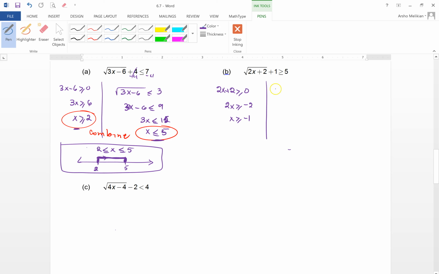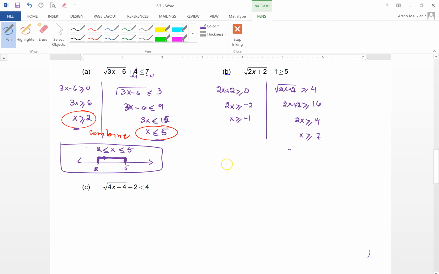Okay, so here the main equation is greater than or equal to 4. Square both sides. 2x plus 1 is greater than or equal to 16. So this is 2x is greater than or equal to 15. So x is greater than or equal to... inside the square, oh, it's a 2. So this is a 14 and this is a 7.